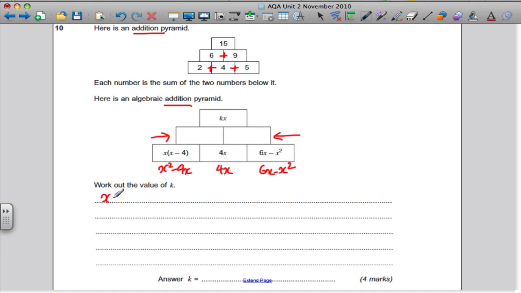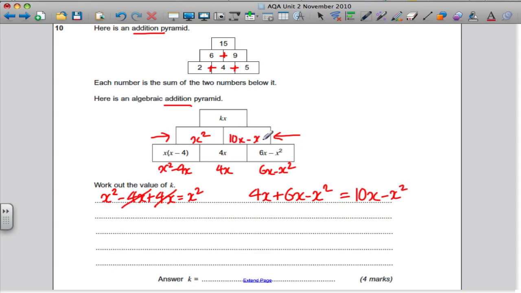So on the one hand, x squared minus 4x plus 4x is equal to x squared, because they cancel. So up here must go x squared. And over here, adding these two to get this one, 4x plus 6x minus x squared is 10x minus x squared. So up here must go 10x minus x squared. So I might call that row 1. And using the row 2 facts, adding these two must give you that one. So x squared plus 10x minus x squared minus x squared is nothing, gives you 10x.